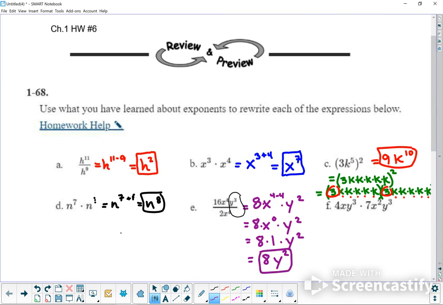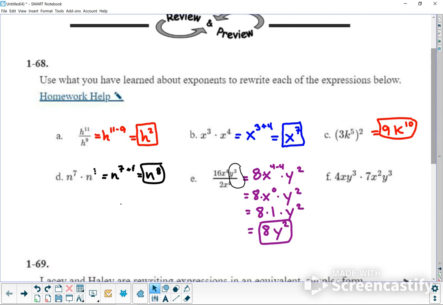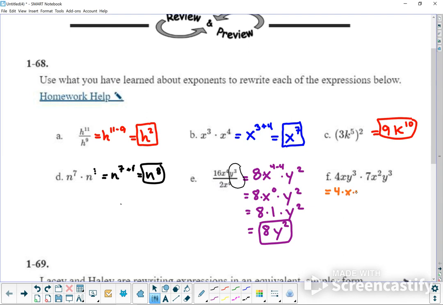Okay, and the last one. This is a lot of work. So maybe I might just want to write it all out, like how we were doing for the last couple of days, writing equivalent expressions. So maybe I might just want to write this out as, I'll use orange, as 4 times x times y times y times y. That's one piece, and I'm going to multiply by another piece, 7 times x times x.